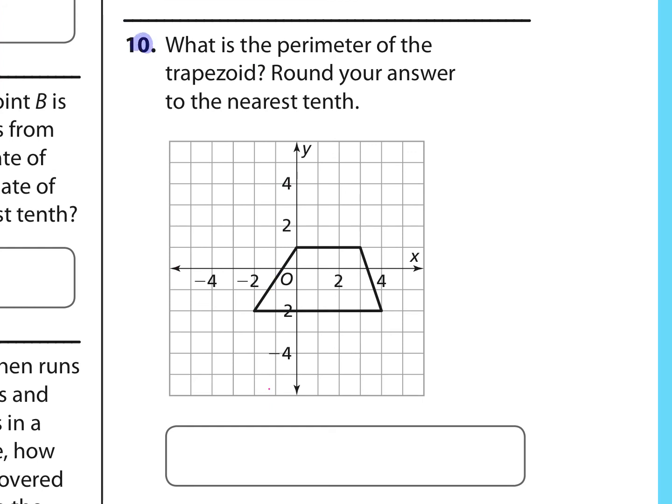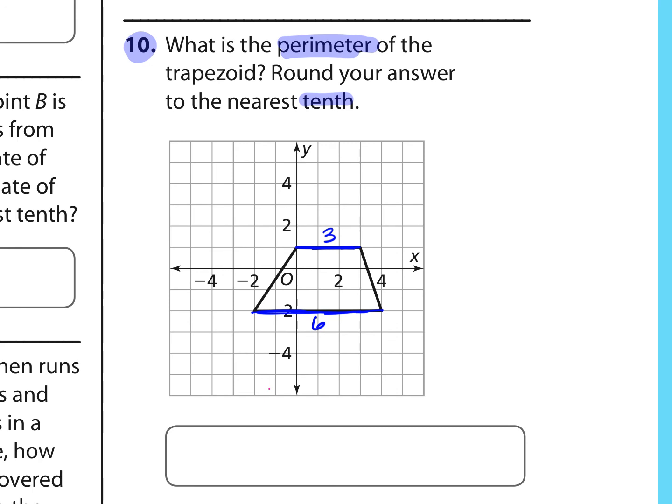Number 10, what's the perimeter of the trapezoid? Round your answer to the nearest tenth. Well, when we go to find the perimeter of a figure, we just add all the sides. So the top of this I can count because it's just a horizontal distance, 3 units. The bottom of this trapezoid I can count because it's a horizontal distance, it's 6 units. But I can't count these other two diagonal side lengths.